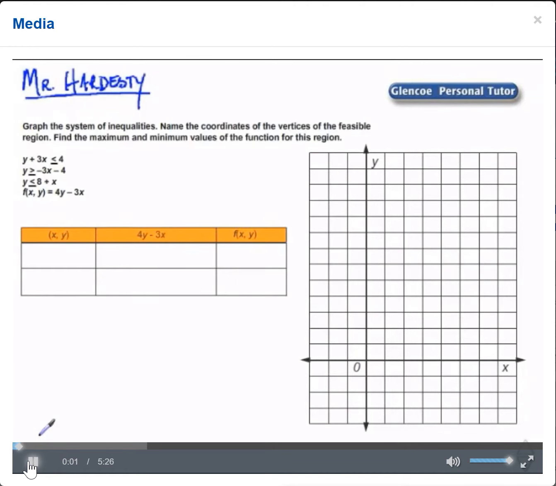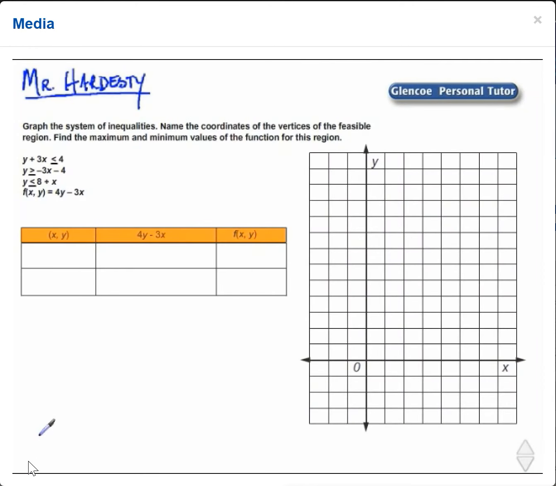This is Mr. Hardesty. Let's solve the next problem using linear programming. Graph the system of inequalities. Name the coordinates of the vertices of the feasible region. Find the maximum and minimum values of the function for this region.